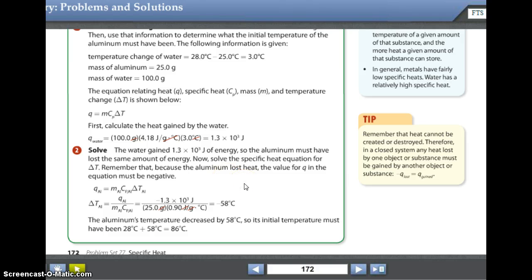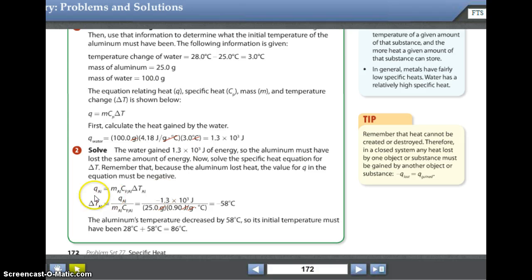So the aluminum must have lost the same amount of energy. Remember, the energy going in equals the energy going out. So if the water gained 1.3 times 10 to the third joules of energy, that's how much the aluminum had to lose. Now, solve the specific heat equation for delta T. Remember that because the aluminum lost heat, the value for Q in the equation must be negative.